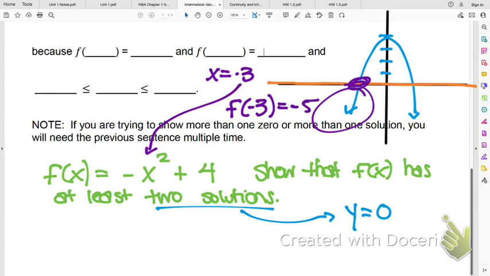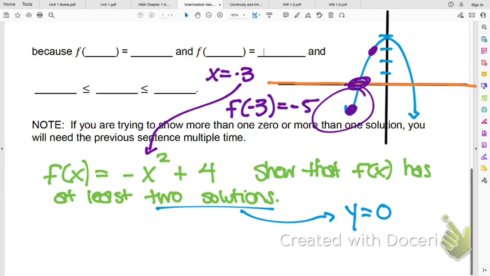Now I need one on the positive side of that. If I want one on the positive side of that, I've got to get something in here. What's the easiest one? 0. Yes? We're all okay with that? Why do we have to get something inside? Because we need a point on this graph that's below it, and we need a point on this graph that's above it, to show that it hit 0 in between.